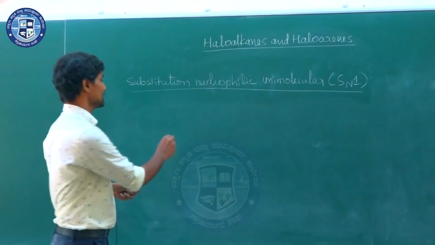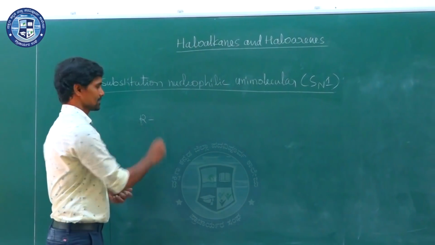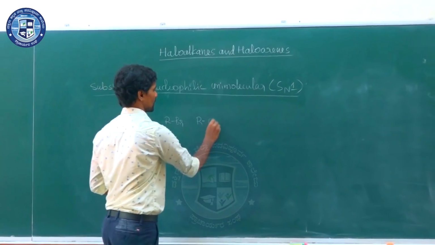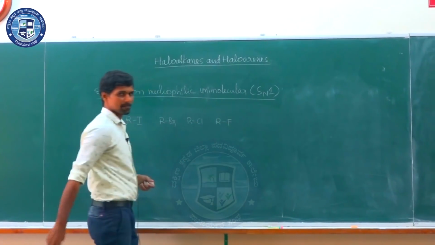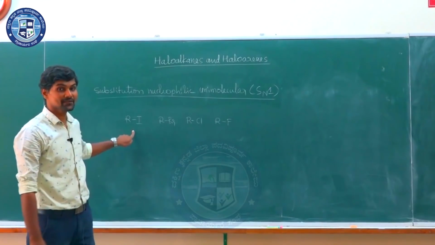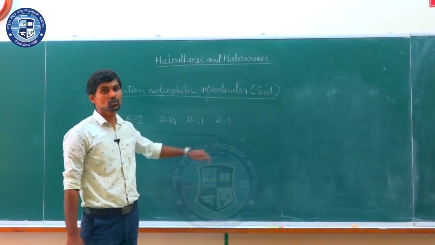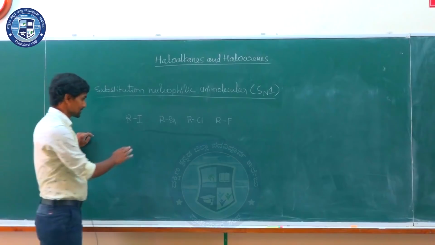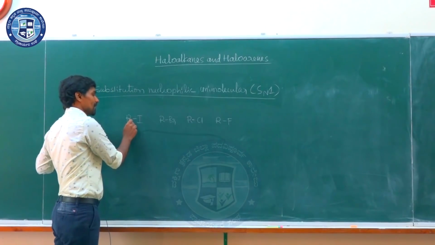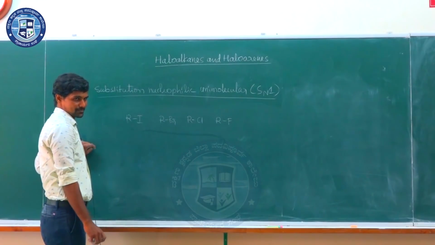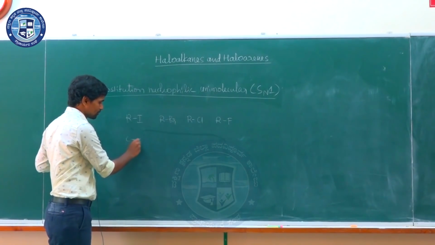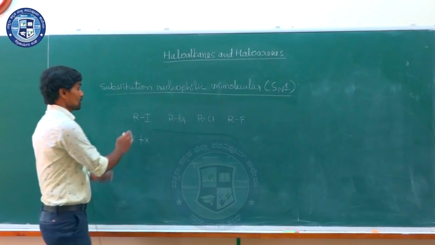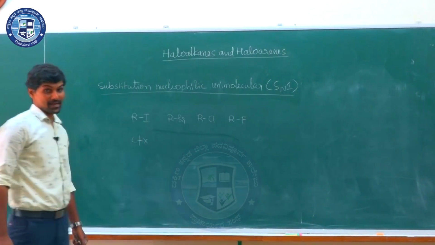Now let us consider different types of alkyl halides like alkyl iodide, alkyl bromide, alkyl chloride and alkyl fluoride. And now let us compare the reactivity of these alkyl halides towards nucleophilic substitution reaction. See, when the nucleophilic substitution reaction takes place, the breaking of the carbon halogen bond takes place. The carbon halogen bond breaks, then only nucleophilic substitution reaction is possible. So, then you can understand which will show high reactivity.